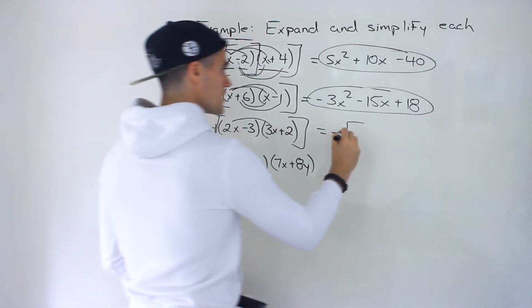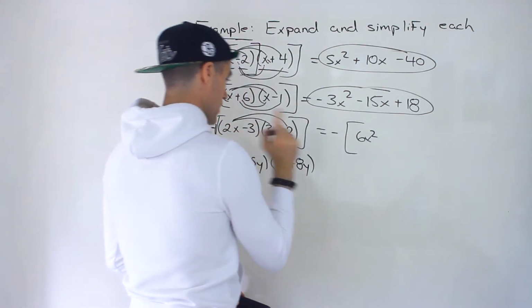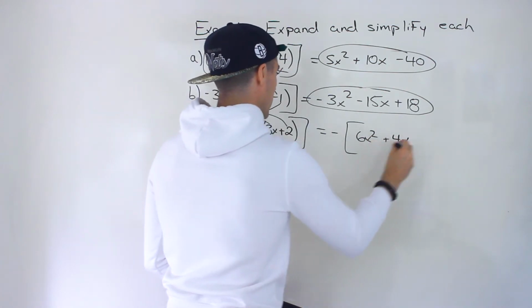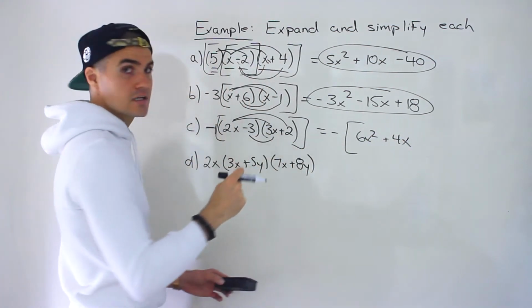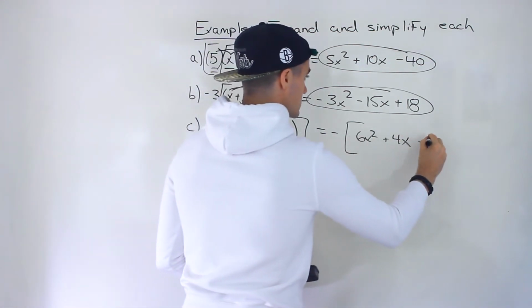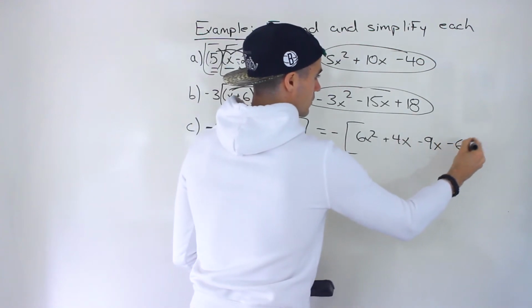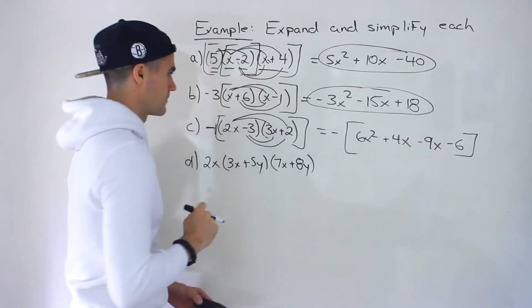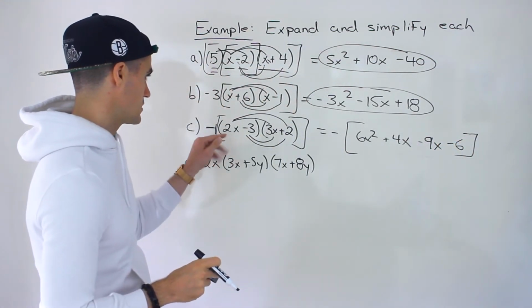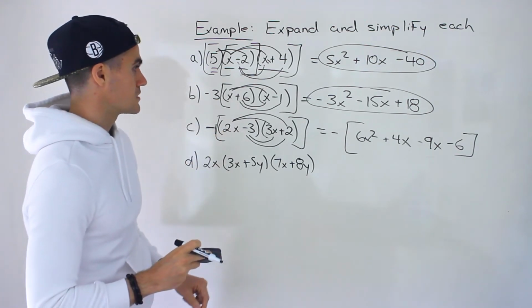So 2x times 3x gives us 6x squared. 2x times positive 2 would give us positive 4x. Negative 3 times 3x would give us minus 9x. And then we got negative 3 times 2 would give us minus 6, like that. And then usually I just like to quickly double check my work. Yeah, it looks all good to me.